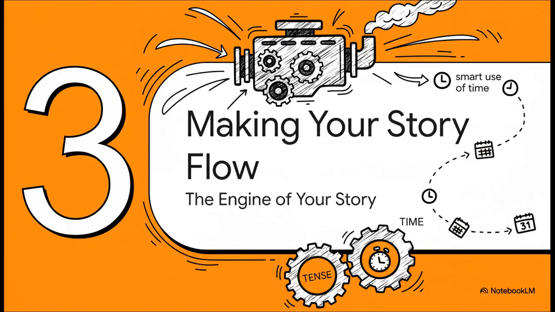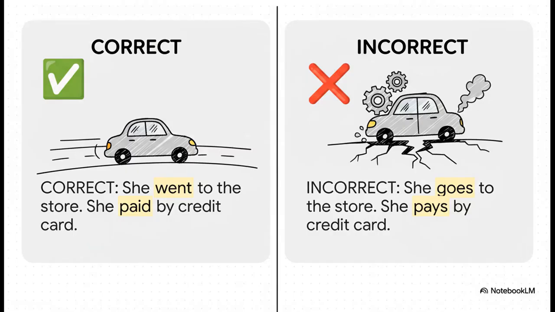So a good story is way more than just a list of things that happened, right? It's got a rhythm, a flow that just pulls you in. And in this section, we're going to talk about the engine of your story, keeping your tense consistent and using time to your advantage. Okay, this might seem simple, but it is absolutely crucial for creating a smooth story.